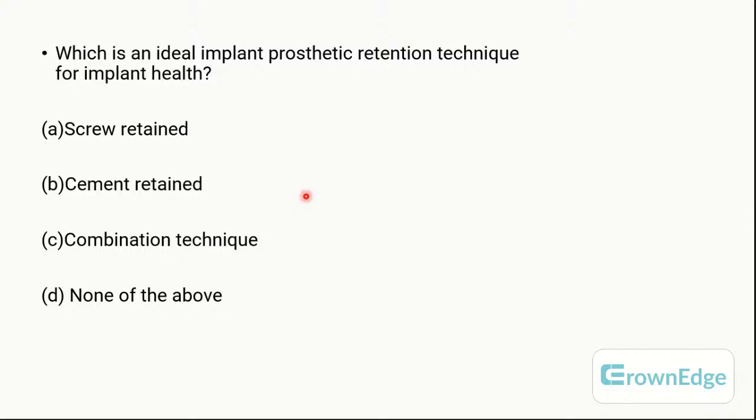Yes, everybody agree with A? All right, good. So whenever we're talking about implant health, what we don't want is some amount of cement to leak into the area or the gingiva around the implant. What happens if cement is there? It is going to slowly cause a gingivitis, which causes periodontitis, leading to bone loss.